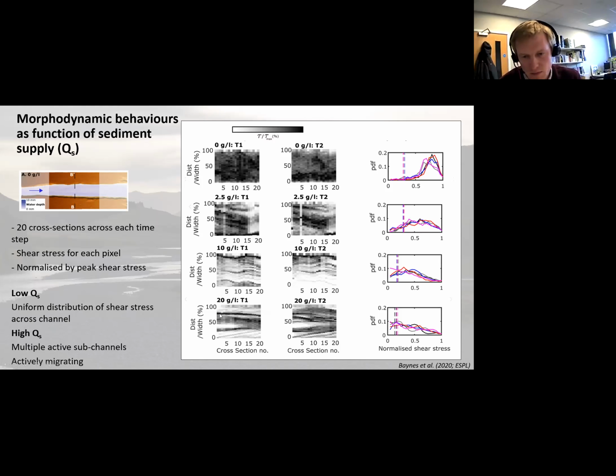So there's areas where the areas are black, suggesting that's where the peak shear stress is. But then there's large areas of the channel where the normalized shear stress is really quite low, suggesting that the sediment flux is kind of focused in these narrower areas. And what's also interesting here between these two plots is that these two plots are only 2 minutes apart, but there's quite a big shift in the distribution of the shear stress. So the channels here are quite dynamic and shifting around.